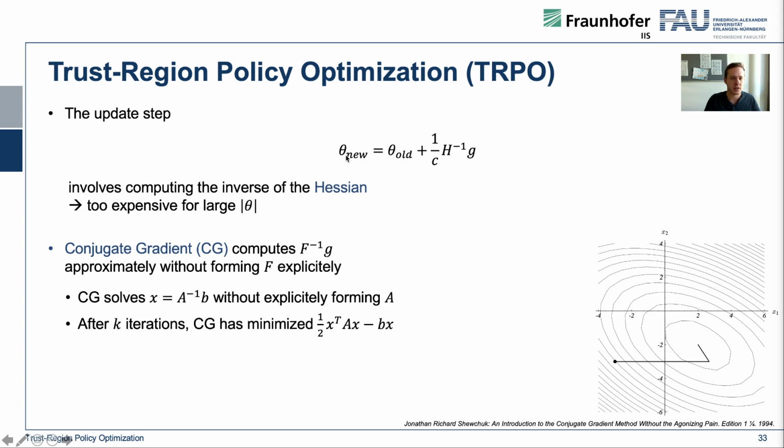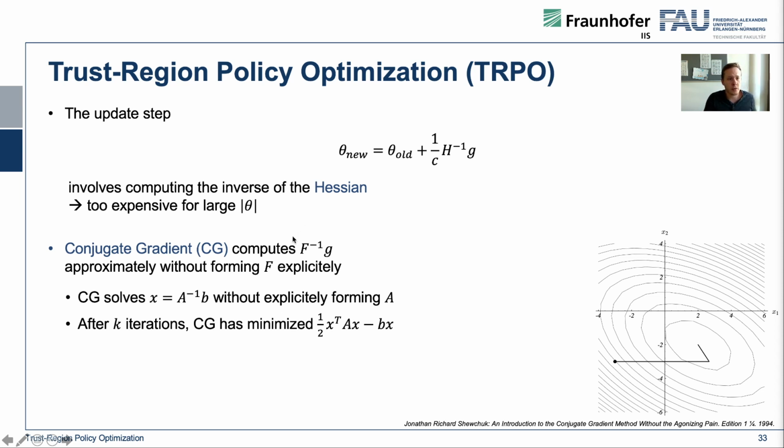However, just as side notes, I think the main details of the algorithm I have already presented. Just two minor things to mention. The update step, to get from the old policy to your new policy, involves computing the inverse of your Hessian matrix. And I told you in the beginning of this lecture that the computation of the Hessian matrix itself is very complicated, because the size of the Hessian matrix is n squared, with n being the number of parameters in your neural network. This might be too expensive for the large set of parameters you usually have in practice.